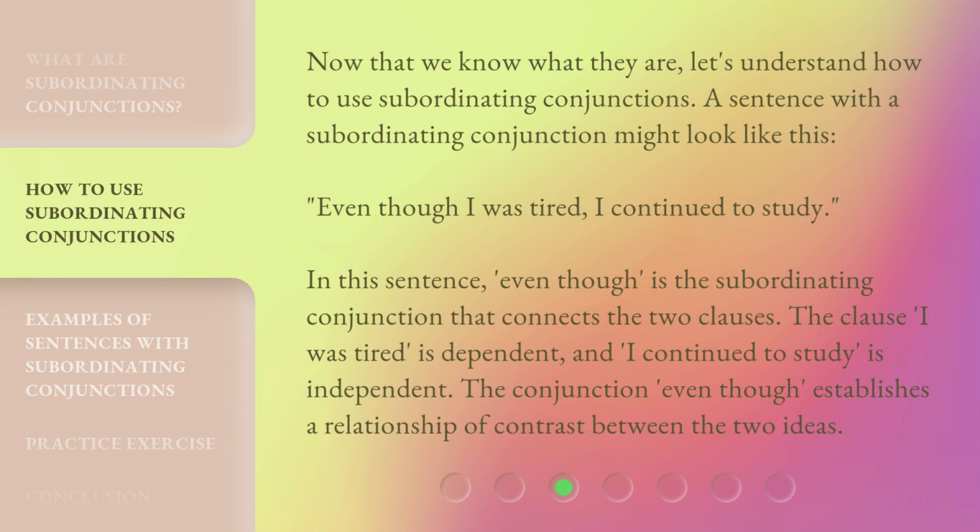Now that we know what they are, let's understand how to use subordinating conjunctions. A sentence with a subordinating conjunction might look like this. Even though I was tired, I continued to study. In this sentence, even though is the subordinating conjunction that connects the two clauses. The clause, I was tired, is dependent, and I continued to study, is independent. The conjunction, even though, establishes a relationship of contrast between the two ideas.